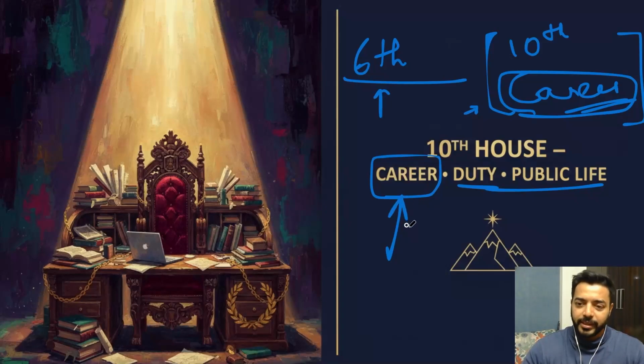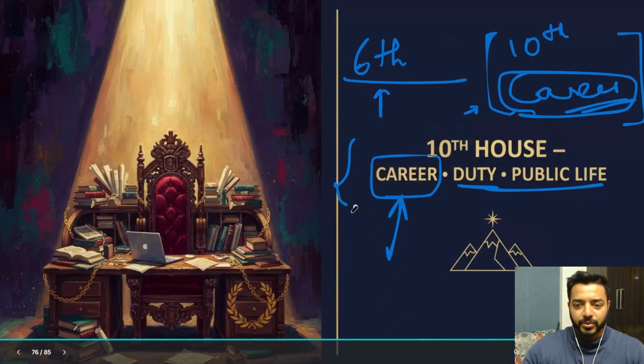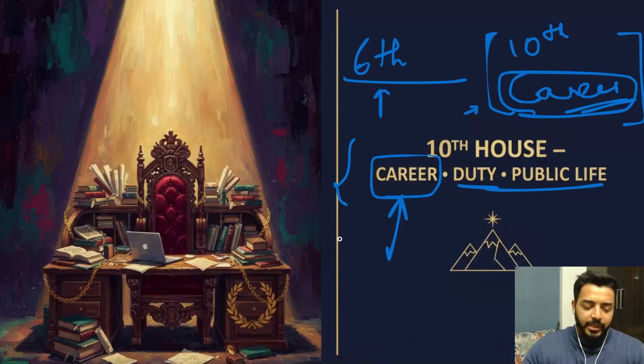You getting a job or not getting a job, you can just check the career house, that is the 10th house. So it can be job losses, it can be no recognition, constant career changes, all of it can be understood from your 10th house, right? So dissatisfaction with your public image, you will get to know everything from the 10th house.